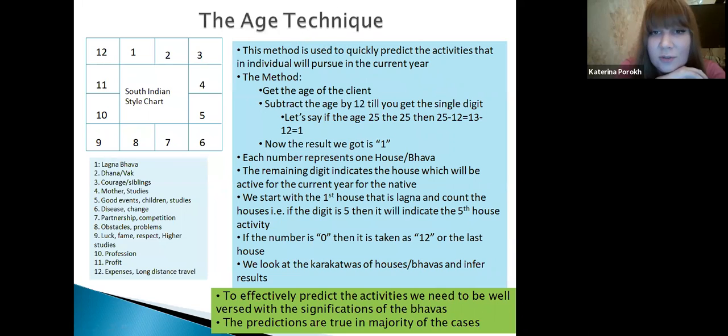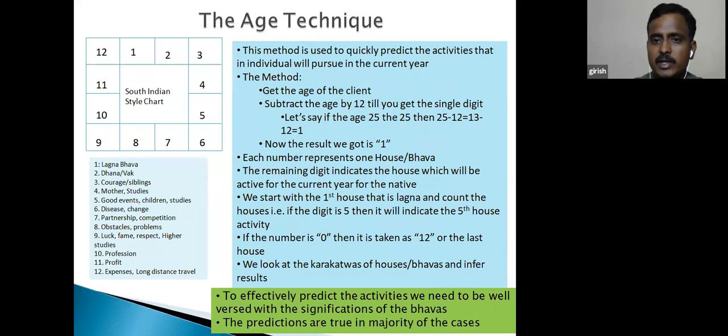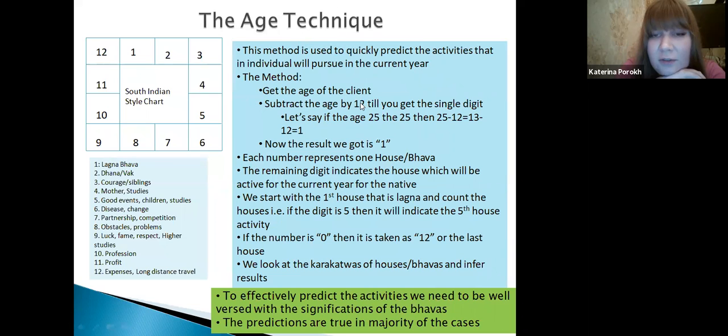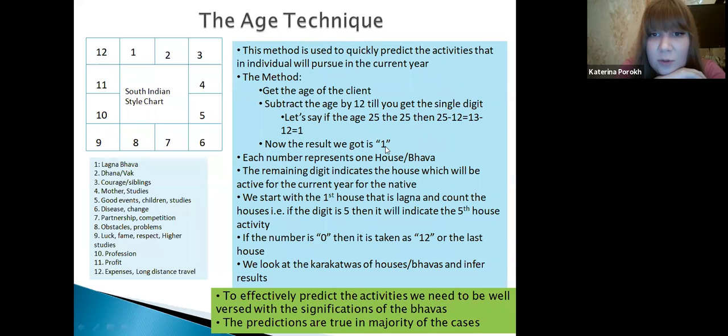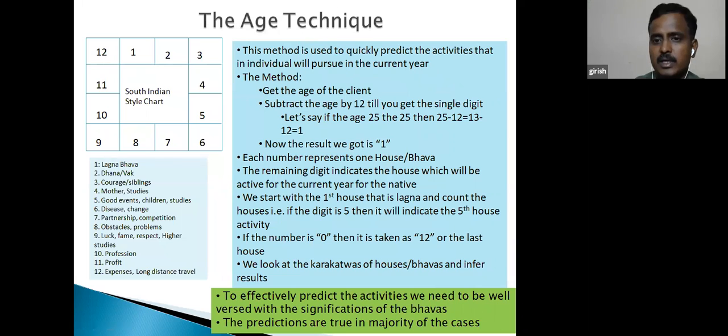client. The first thing you should ask the person is their current age. Then you start subtracting 12 from that age, okay, till you get to a single number. Okay, this single number that you get is the house number in this chart.